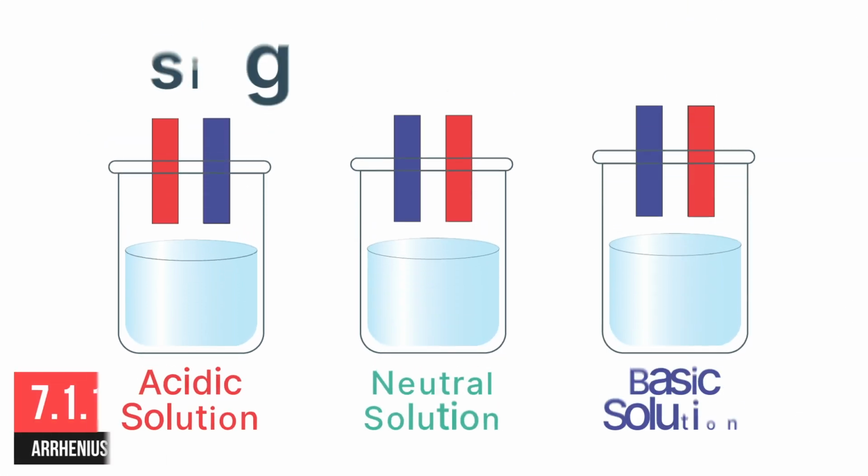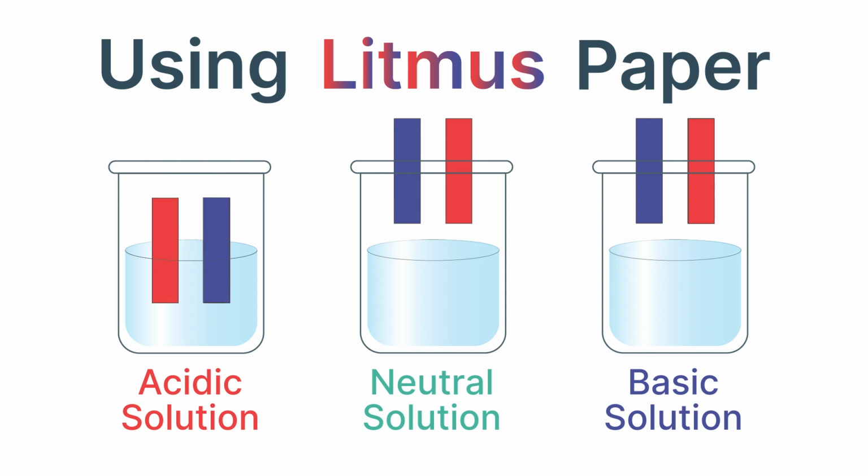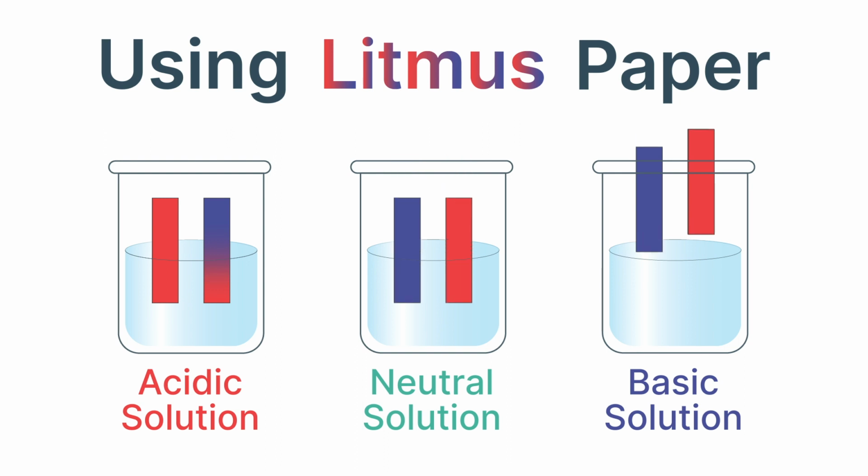Having seen acids and bases at junior cert, you may remember that acids and bases are chemically different to each other. An acidic solution will turn blue litmus paper red, with no effect on red litmus paper. A neutral solution will not change the colour of either red or blue litmus paper, and a basic solution will turn red litmus paper blue, whilst having no effect on blue litmus paper.